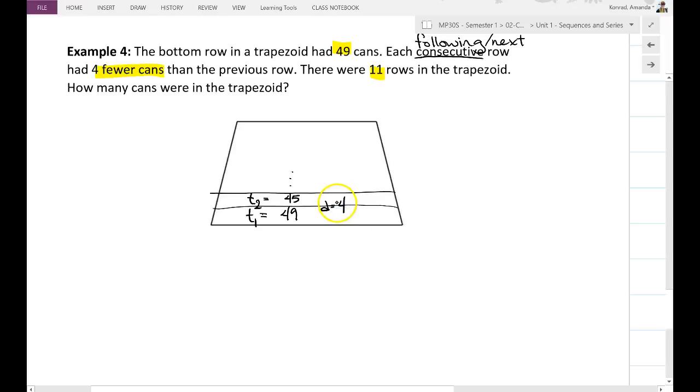So d is not just 4, but -4 since it's decreasing. And if we read the question, how many cans are in the whole trapezoid? Not just one row, not in the 11th row, not in the 5th row, but the whole darn thing. So we're going to have to add up all those rows together. So we're talking about a series, not a sequence.